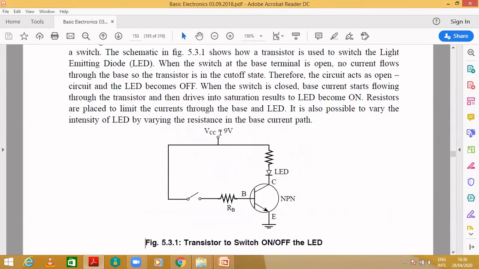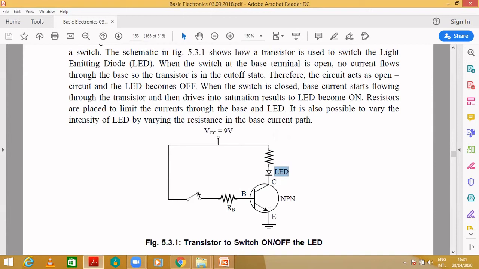So here, whenever I'm giving a supply of 9 volts, when this switch is open, whatever voltage you are giving will not enter. So the current is not going through the base, so the base terminal will be open circuited. The transistor will be reverse biased and will act as an open switch. Hence there will be no current, because when there is no base current, there will be no collector current. Hence the LED will not glow.